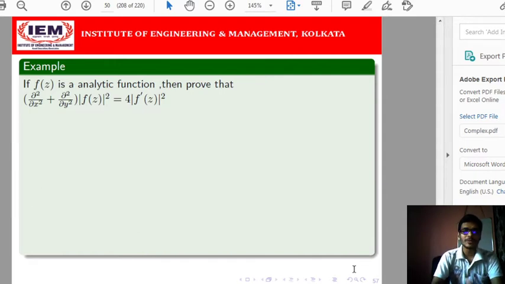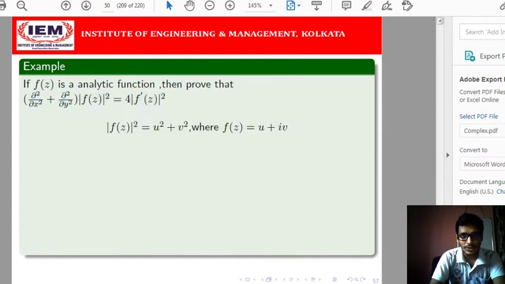I am discussing one more problem that is very important in this context of analytic functions and the Cauchy-Riemann equations. This kind of problem might be asked in the exam, and these are very important for us to solve in the chapter of analytic functions. If this is given to us and it is given that fz is analytic, then we need to show this equality. So how can we show this?